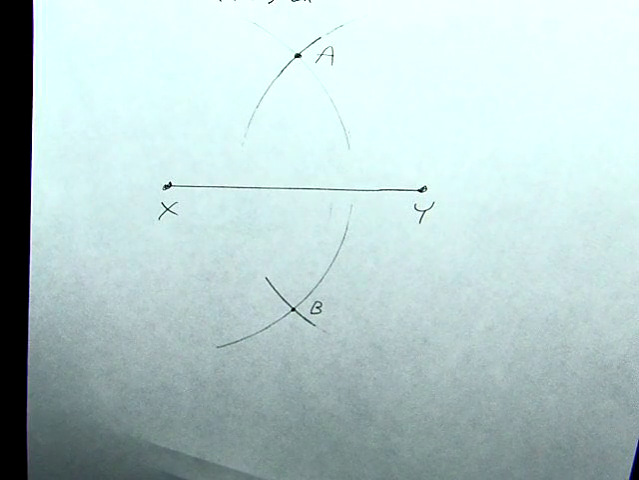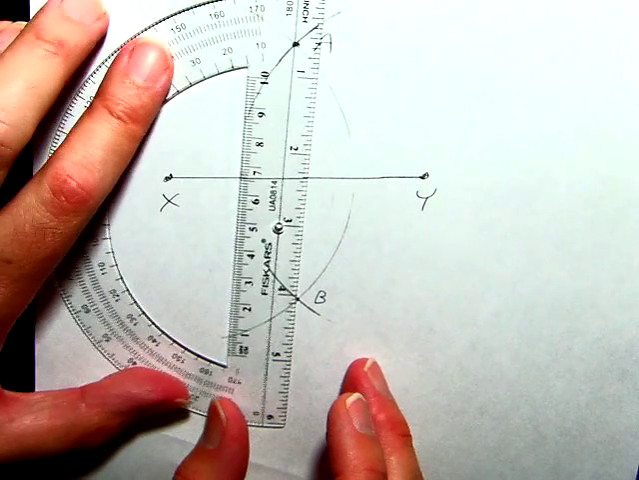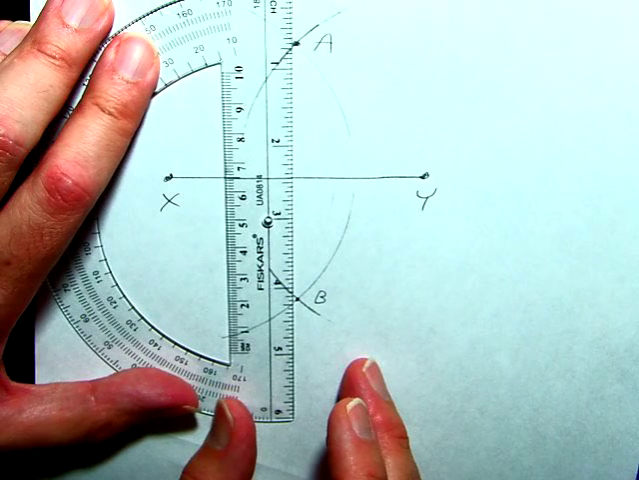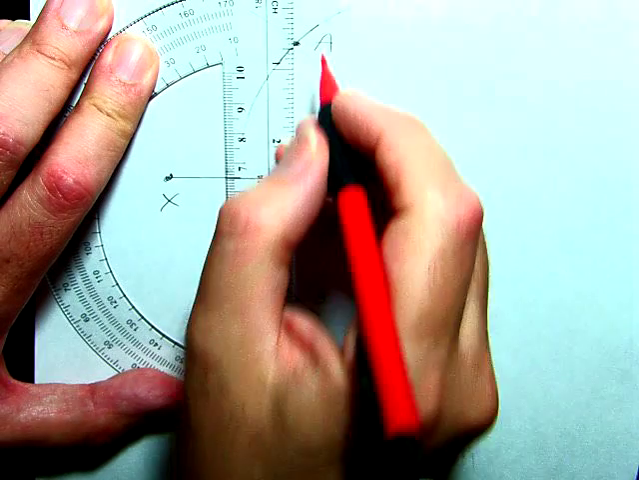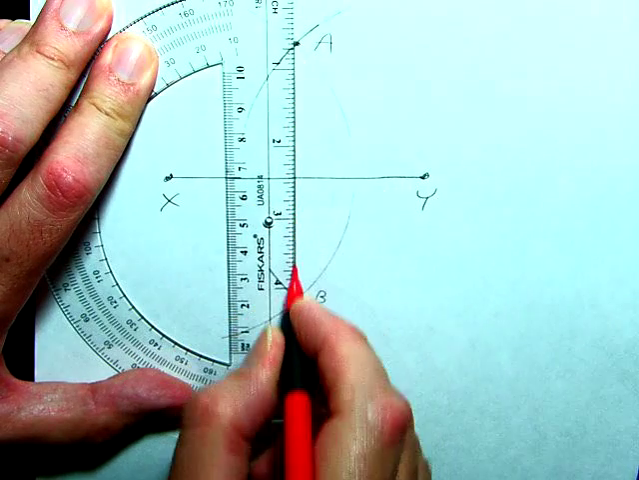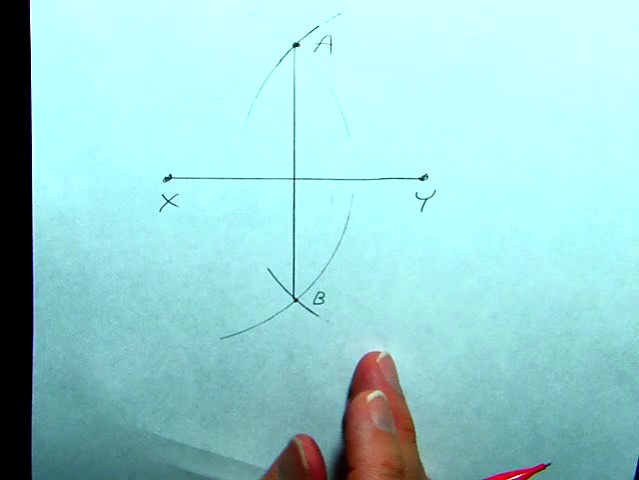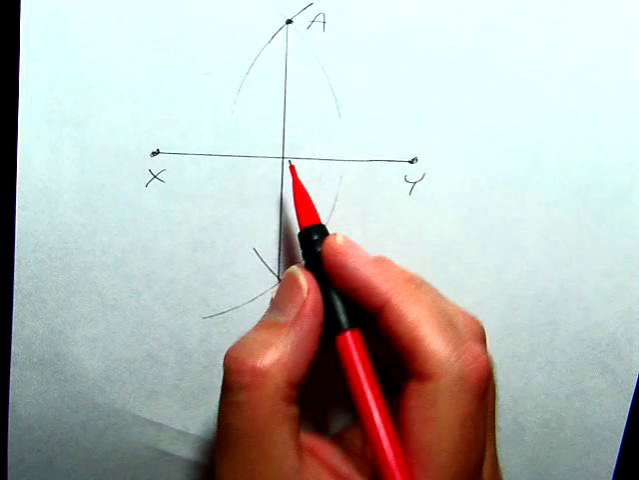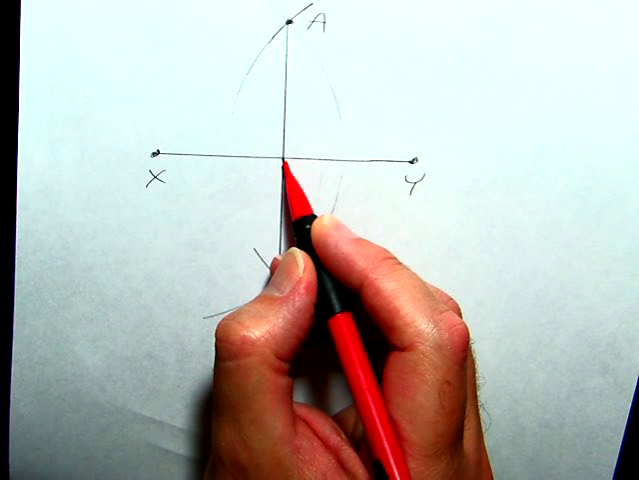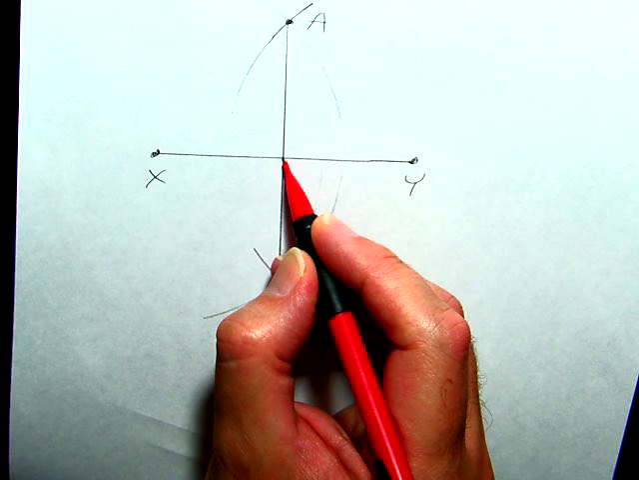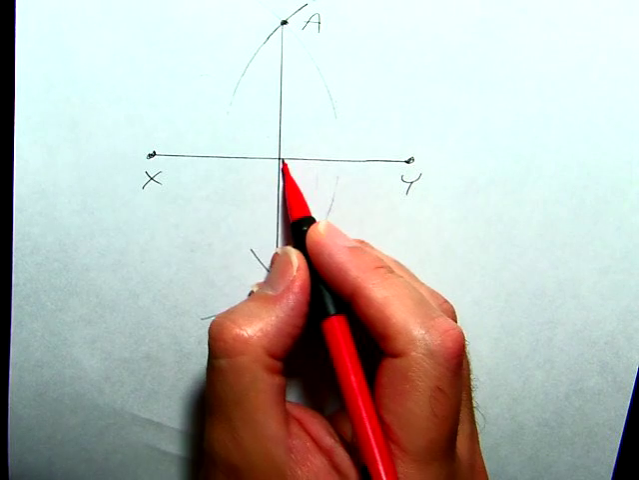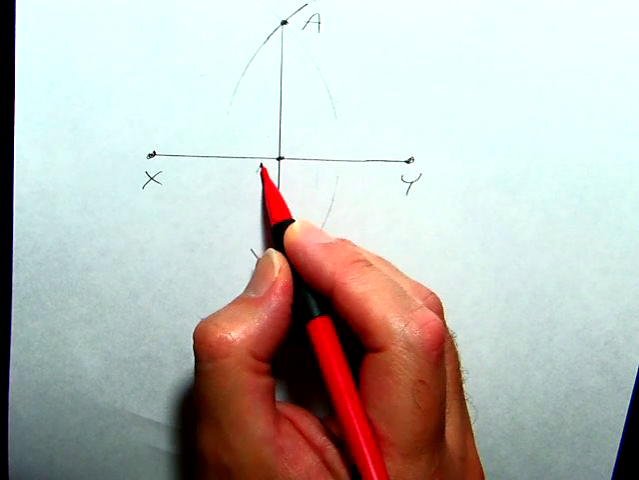And the last step now is to take a straight edge, and I'm just going to use a straight edge that's part of my protractor like this, and I'm going to join point A to point B, creating therefore line segment AB. And the very last step is to label the intersection of line segment XY and line segment AB, and we'll call that point M, and this is the midpoint.